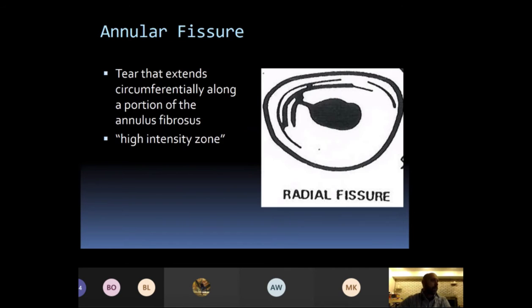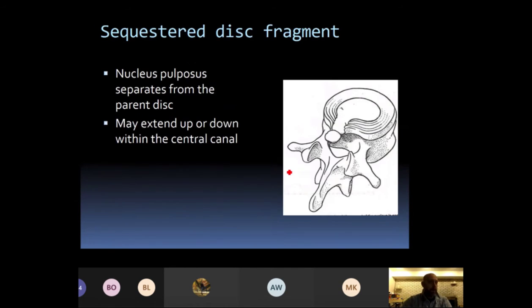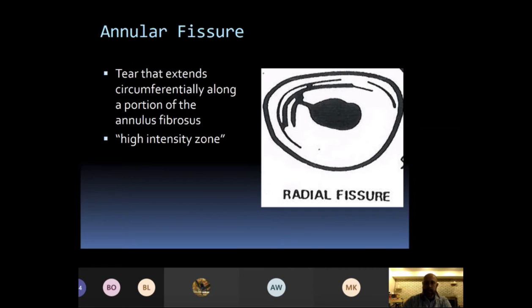Okay. The problem with a sequestered disc, by the way, is that it can go anywhere. So it may stay right here, but it can track up the central canal, or the spinal canal, or it can go down. And so in this case, you can get some really unclear clinical findings. You might think that their disc herniation is at L3-4, because of the distribution of their radicular symptoms. Yet when you get the MRI back, you can see that, oh wait, it's the disc at L4-5, and this little piece has traveled up the spinal canal.